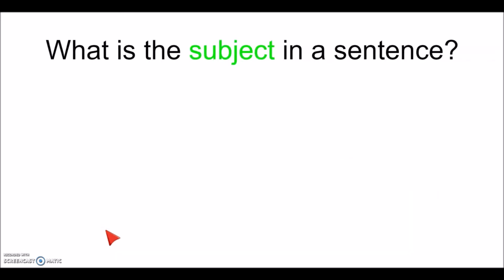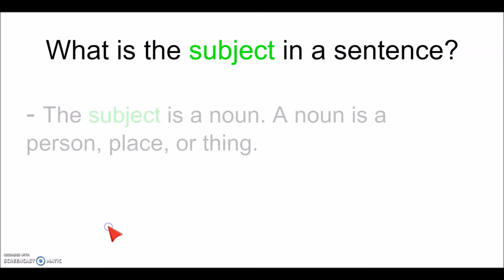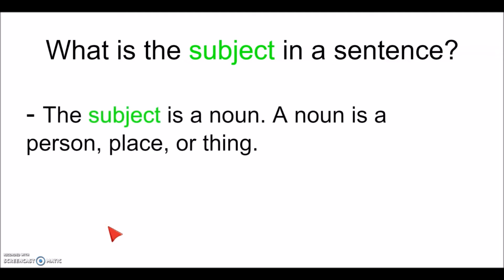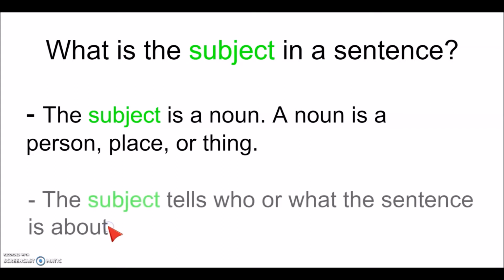Now, what is the subject in a sentence? Well, the subject tells two things. The subject is a noun, and a noun is a person, place, or thing. And it also tells who or what the sentence is about.